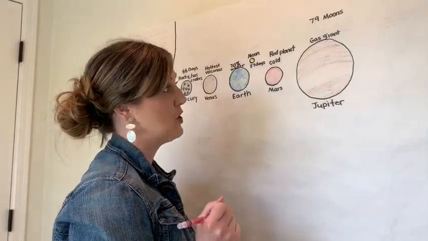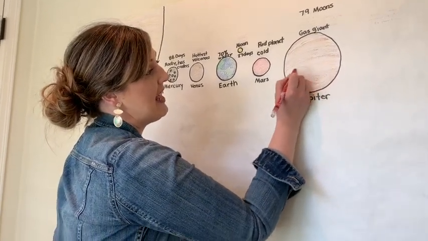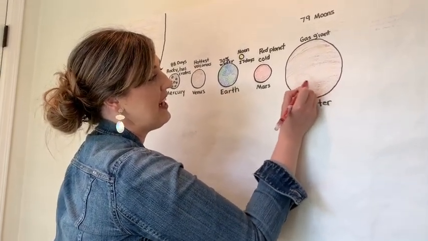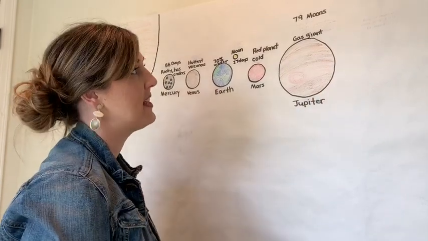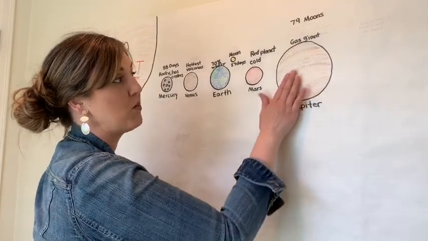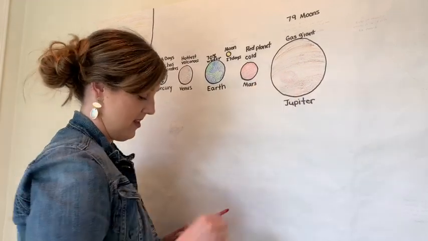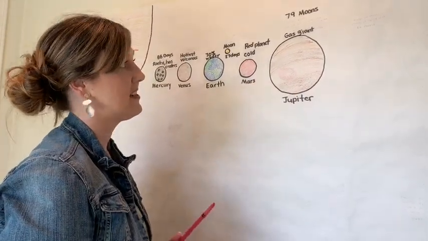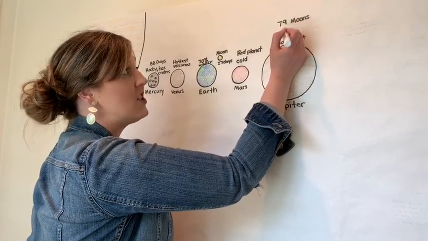One thing that is really amazing about Jupiter is that right here, there's something called the Great Red Spot. So when you're looking at Jupiter through a telescope, you see this kind of round area that's right in the middle of the planet. That is actually a giant storm.